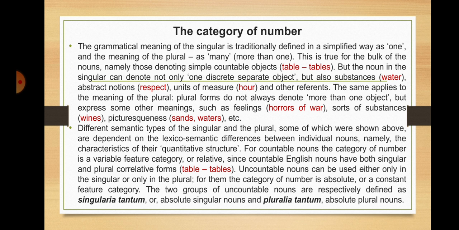For countable nouns, the category of number is a variable feature category, or relative, since countable English nouns have both singular and plural correlative forms: table, tables. Uncountable nouns can be used either only in the singular or only in the plural. For them, the category of number is absolute, or a constant feature category. The two groups of uncountable nouns are respectively defined as singularia tantum, or absolute singular nouns, and pluralia tantum, absolute plural nouns.